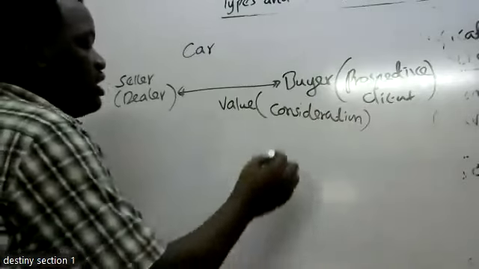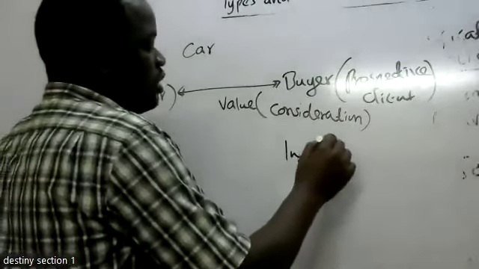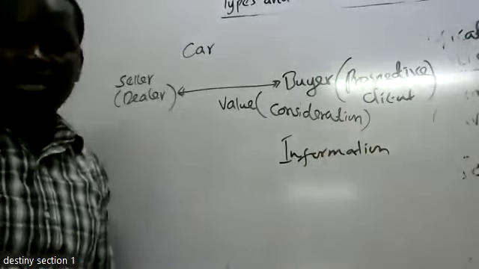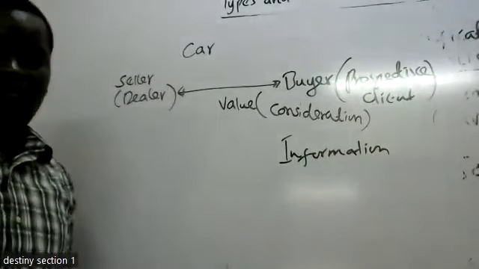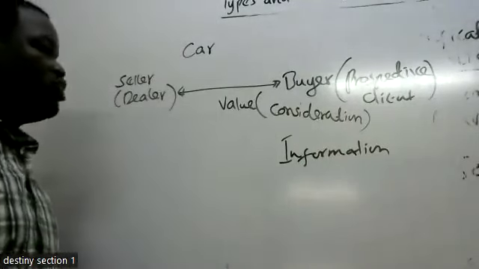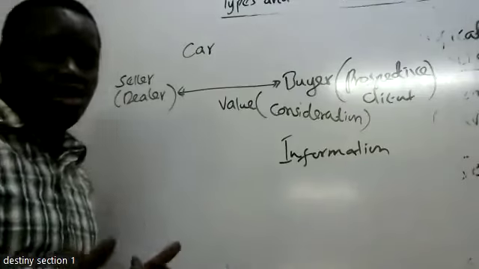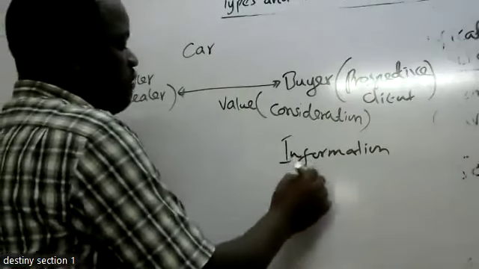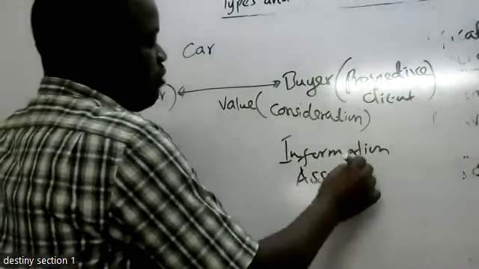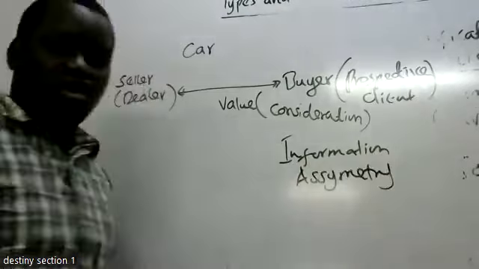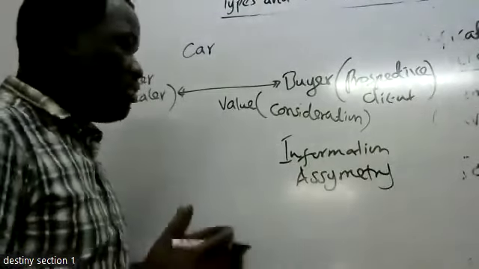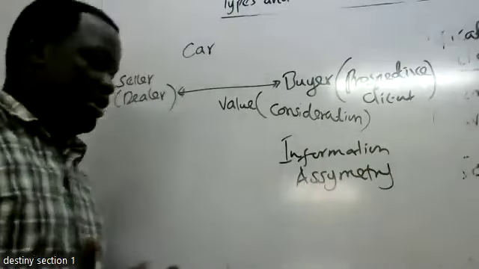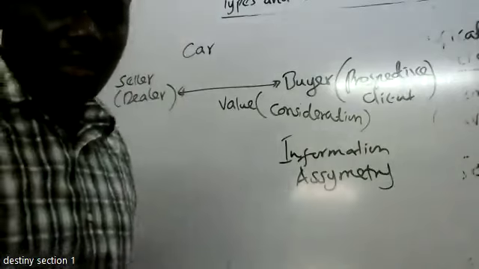And for that, this guy needs information. He needs information, not just any form of information. He needs credible information, reliable information, accurate information. Now here, there is some information imbalance, or what you call information asymmetry. Information asymmetry is whereby one party has got more information as compared to the other person.